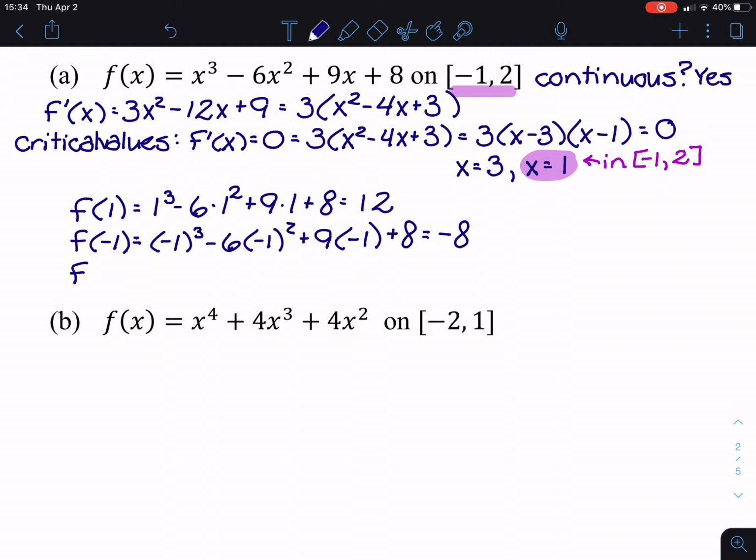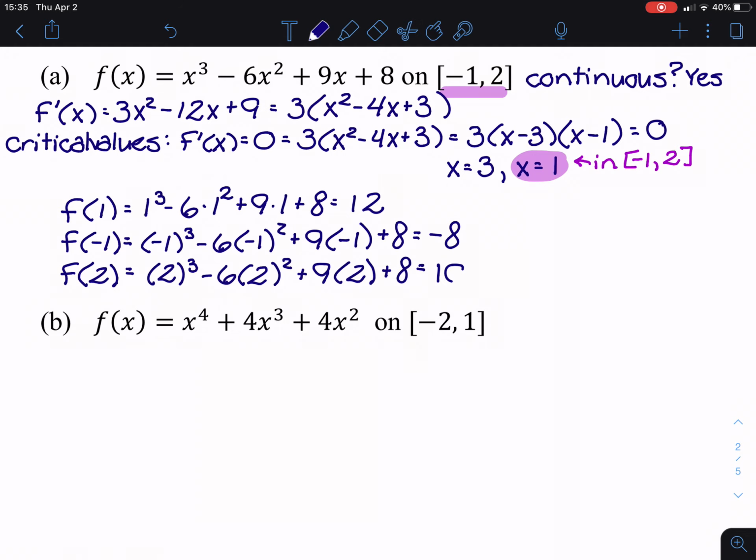Now finally, I need to check the value of my function at 2. So I'll take 2 cubed minus 6 times 2 squared plus 9 times 2 plus 8. So 2 cubed is 8. 8 minus 24 is going to be -16. -16 plus 18 is 2, and 2 plus 8 is 10.